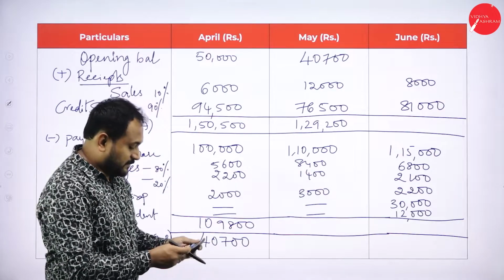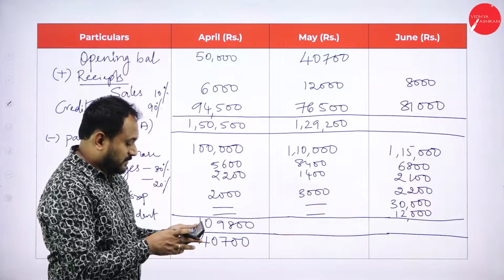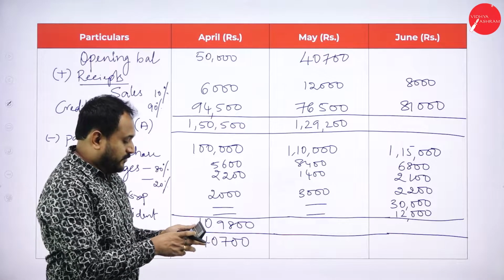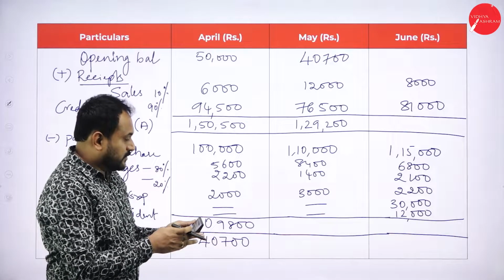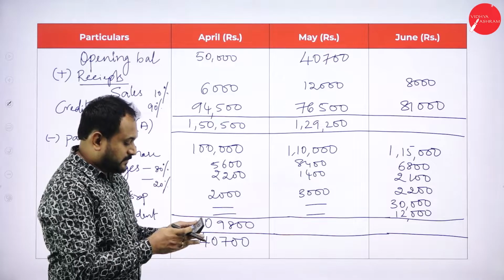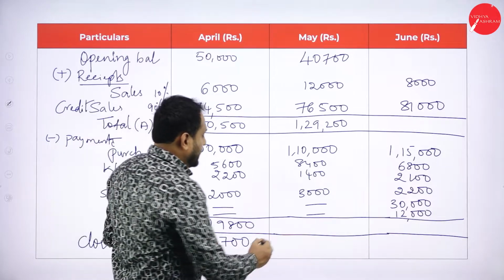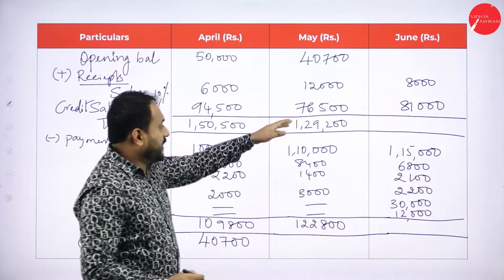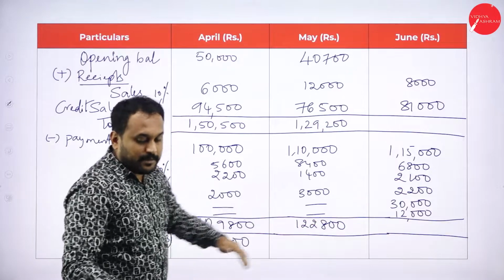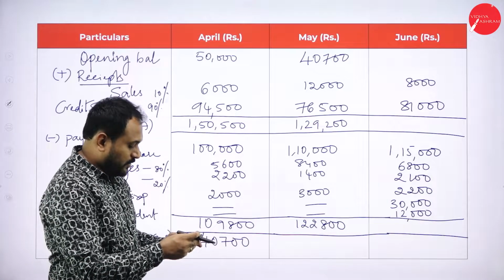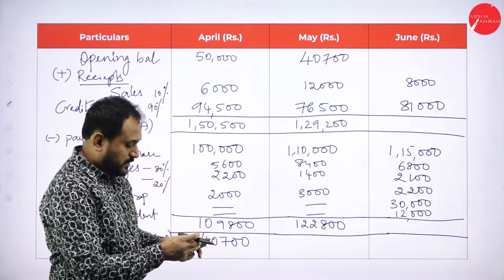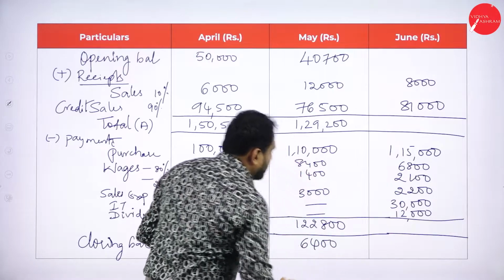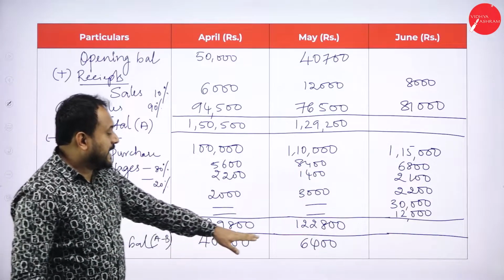Now I need to calculate this. 1,10,000 plus 8,400 plus 1,400 plus 3,000. That is 1,22,800. Again, A minus B, that will be my closing stock. 1,29,200 minus 1,22,800. So I got here 6,400. 6,400 is what I have actually got.